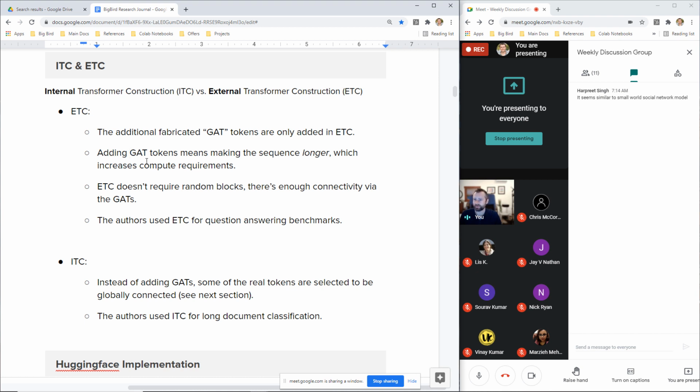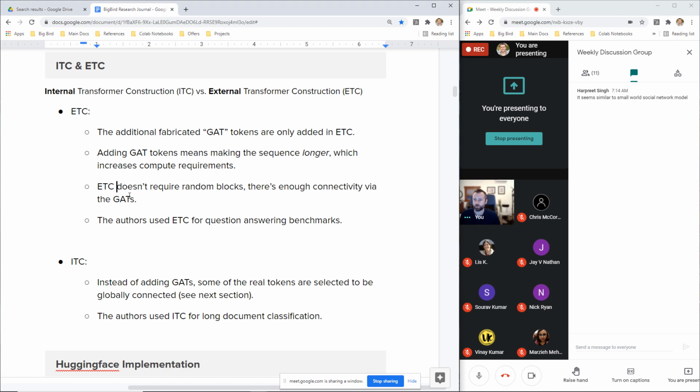Something interesting to note about that is because we're adding these global tokens, we're making the sequence longer, right? However many words we had in our sequence originally, we're now adding, what was it, like 128 extra tokens to the sequence, and that increases the amount of compute that we have to do. So that's kind of like a disadvantage of ETC.